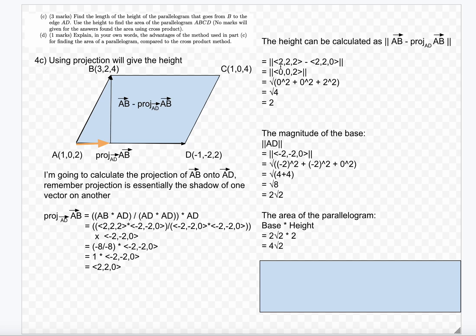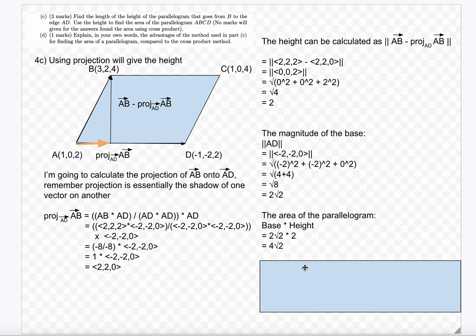So why projection? Projection lets us isolate the perpendicular height component of a vector relative to a base. Without it, we can't calculate the true height in slanted 3D figures. Unlike the cross product, which gives area directly, this method keeps the geometry intuitive, as we can physically see the height and base at work.